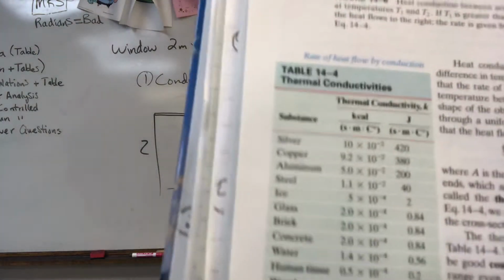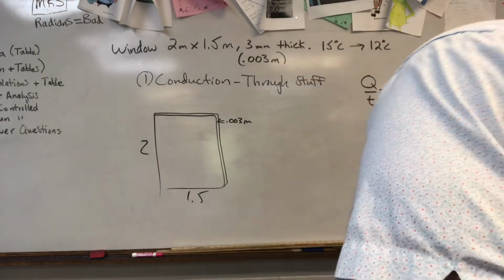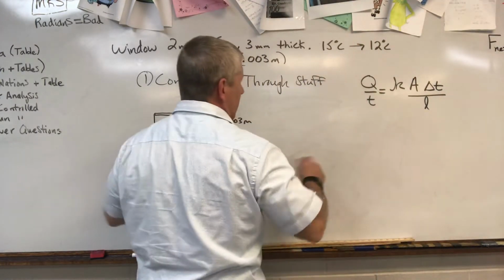So like in this book here, we have a table here of those different K values. Yeah, all different things. And so the K value for glass is 0.84. So that's going to be 0.84. I'm going to write that down for now.